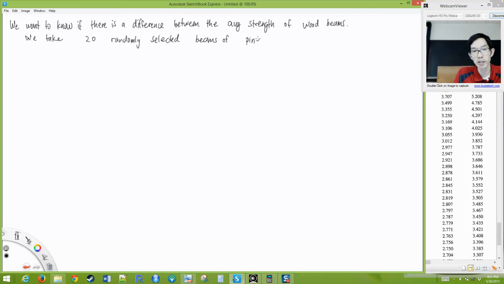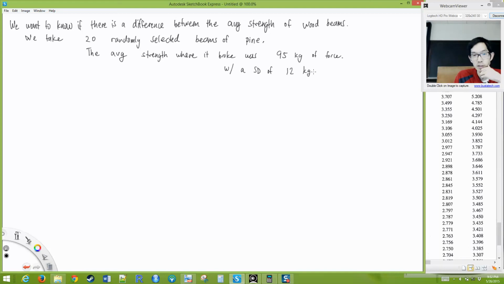and the average strength, or the average strength where it broke, was, I don't know, 95 kilograms of force, with a standard deviation of 12 kilograms.